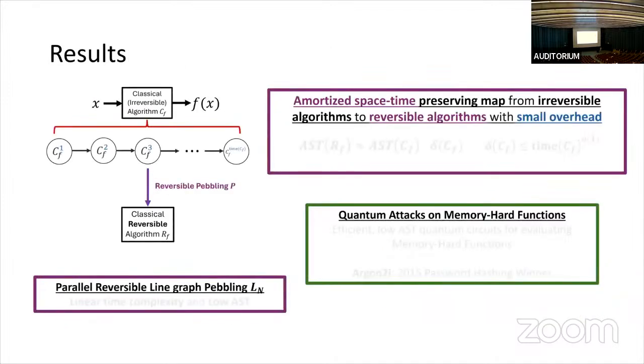Okay, great. So let's go through our results. So first, we're going to go through our new parallel reversible line graph pebbling. Then we're going to use that reversible line graph pebbling to generate a transformation from irreversible algorithms to reversible ones while maintaining the amortized space-time complexity. And then we're going to show how we can apply it to generate attacks for a cryptographic primitive called memory hard functions.